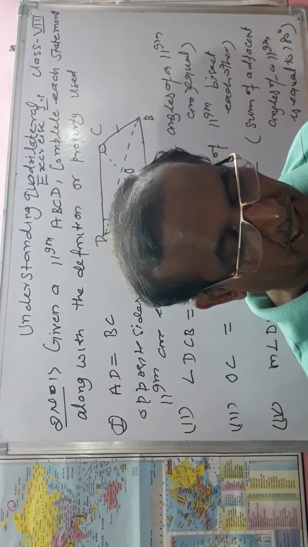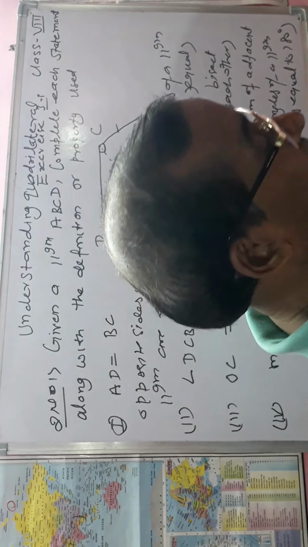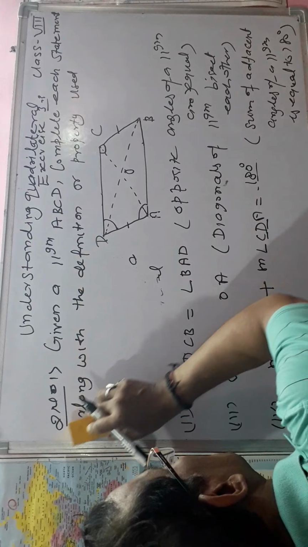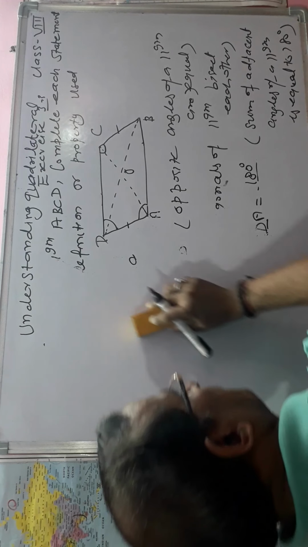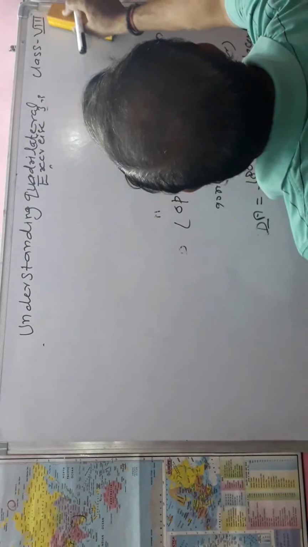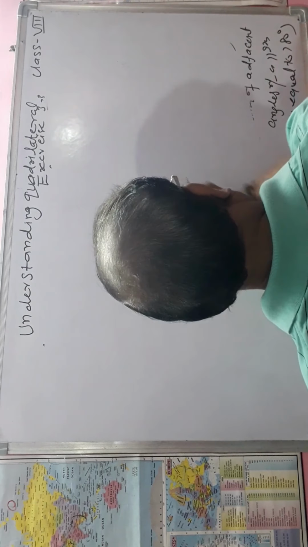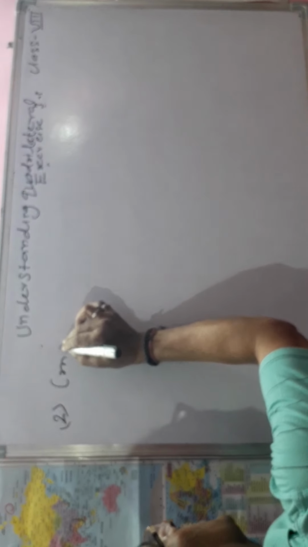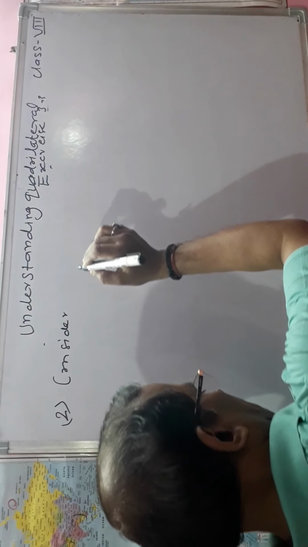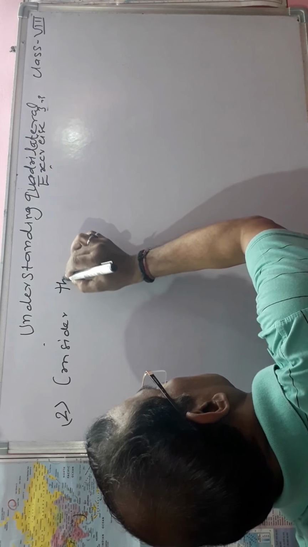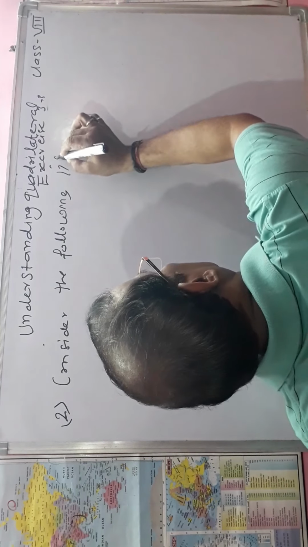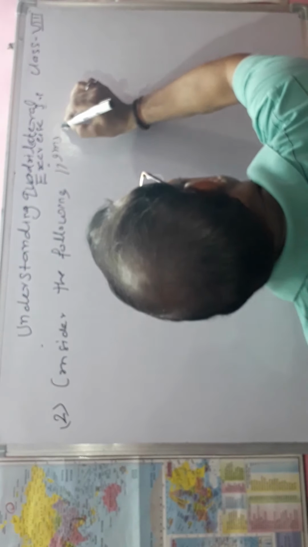Now we take one part of the second question, and the other parts you will do. Second question: now consider the following parallelograms. Find the value of unknown x, y, z.